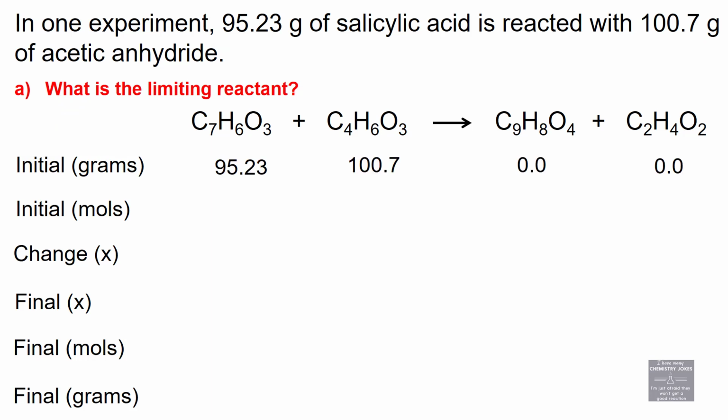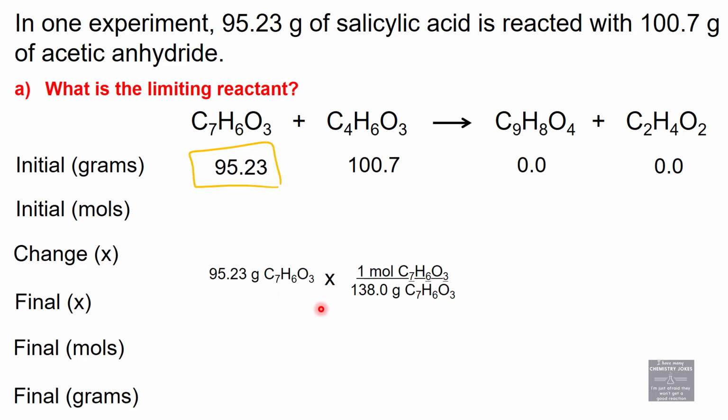So then I need to convert this into moles, convert this guy into moles. I can set it up as 95.23 grams of that guy, so this guy in grams converted to moles. 1 mole of this guy weighs 138 grams. This time I actually rounded carbon to 12 and hydrogen to 1, but if you carried out more decimals here, that would probably be great. Do that division and you get 0.690 moles of this guy, which is salicylic acid.